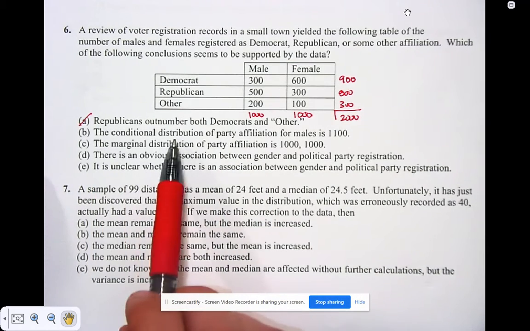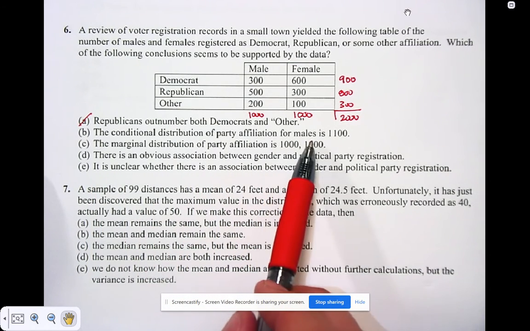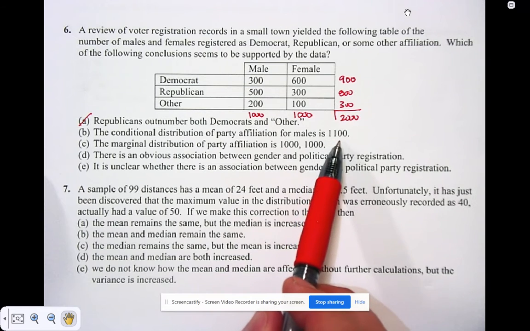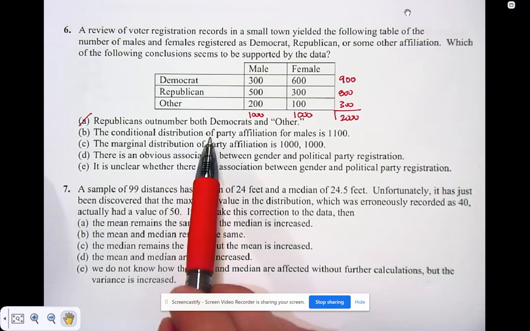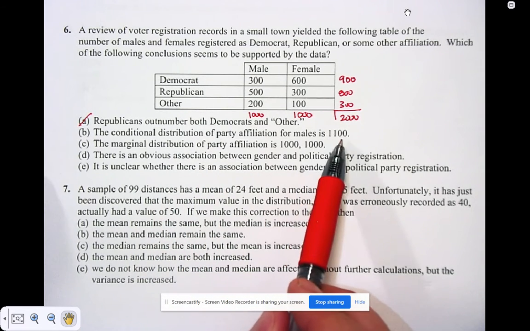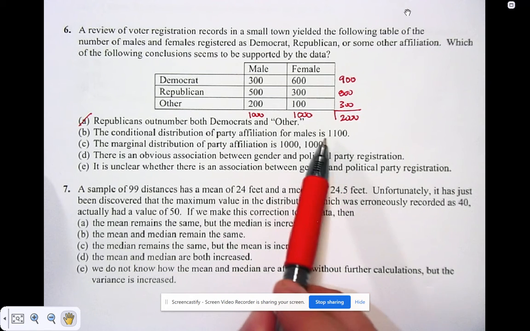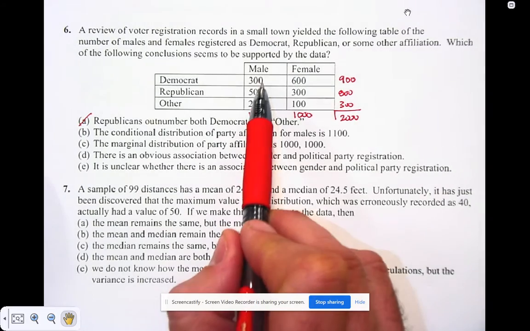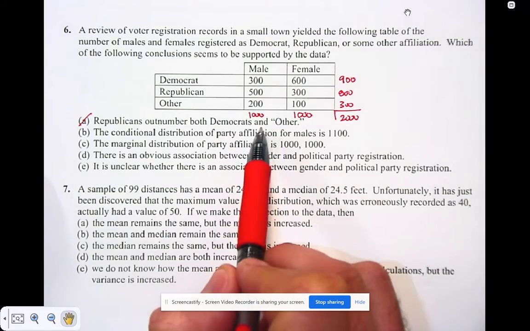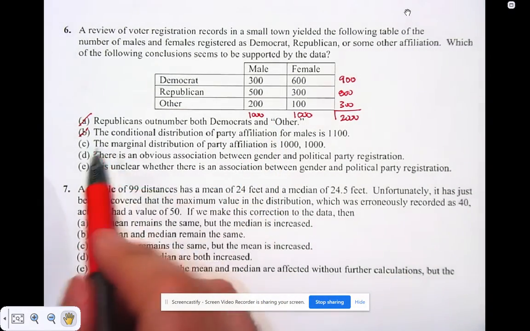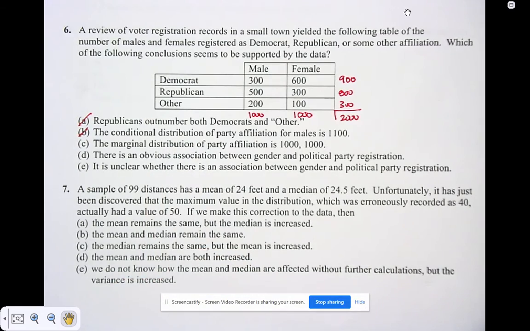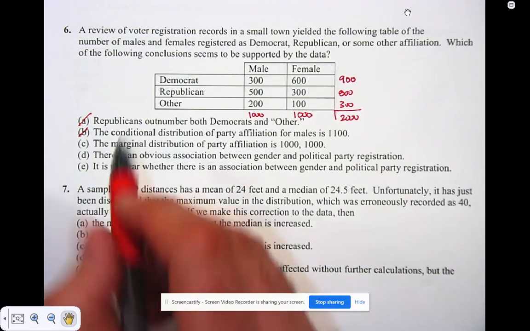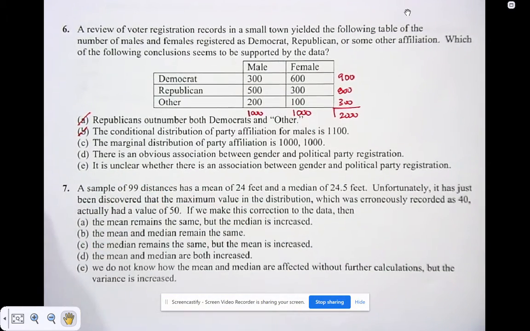The conditional distribution of party affiliation for males is 1,100. A conditional distribution is going to be percentages, right? So if you look at the males, the conditional distribution would be 300 divided by 1,000 and 500 divided by 1,000. So this is just a distractor. And for those of you who haven't kept up, conditional distribution is percentages given a certain thing. So let's look at C.